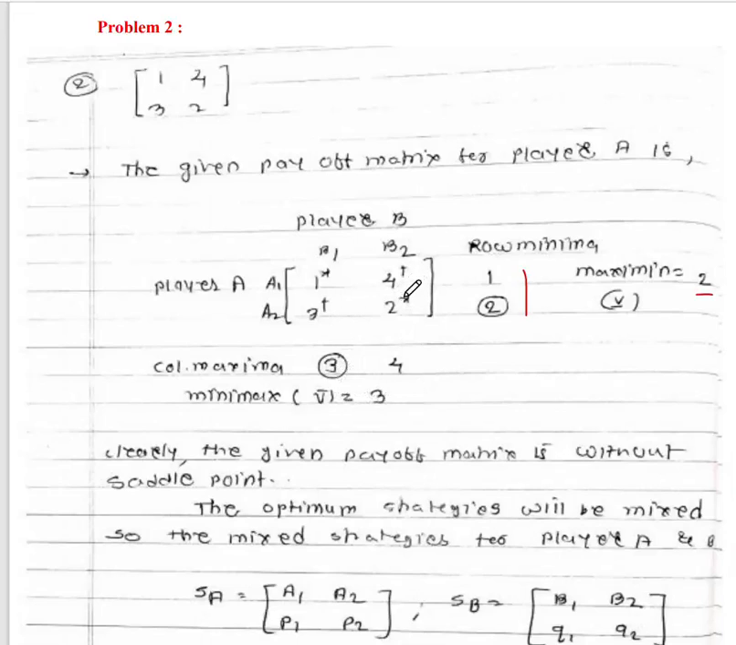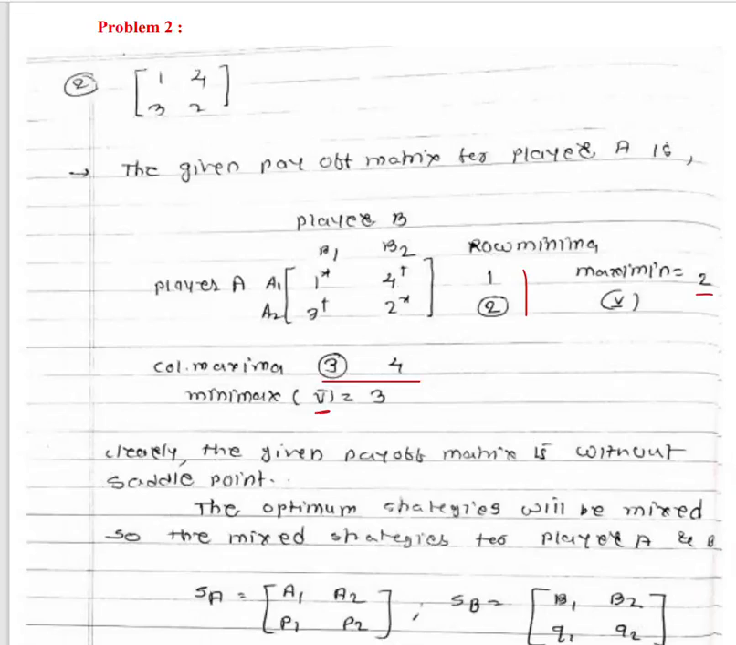Okay, so this is the identification of the largest value in each column. Now find the minimax. Minimax is the smallest value among the column maxima and it is denoted by upper v bar, which is equal to 3. So here maximin is 2 and minimax is 3. That means the value of the game v lies between 2 and 3.